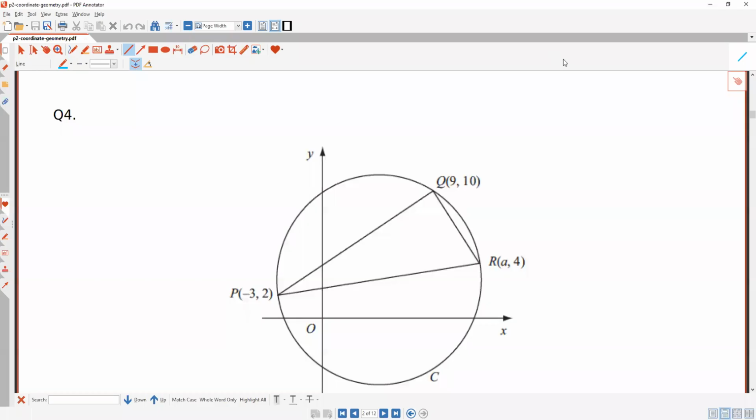So, hi. So this is P2 coordinate geometry part. This thing, I think chapter 2, if I'm not wrong.